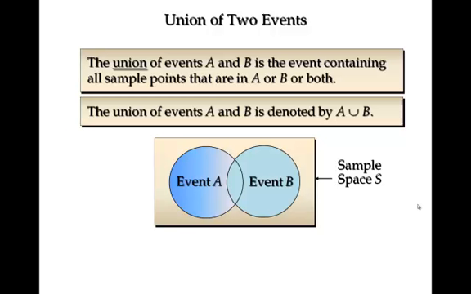Consider the sample space. There are two events. Look at some points. Some points are in A and only in A. Some points are in B and only in B. And some points are in both A and B. What is the union? It's just both circles, A and B.